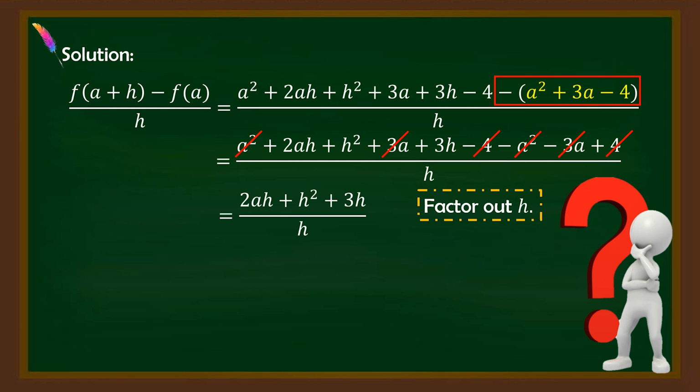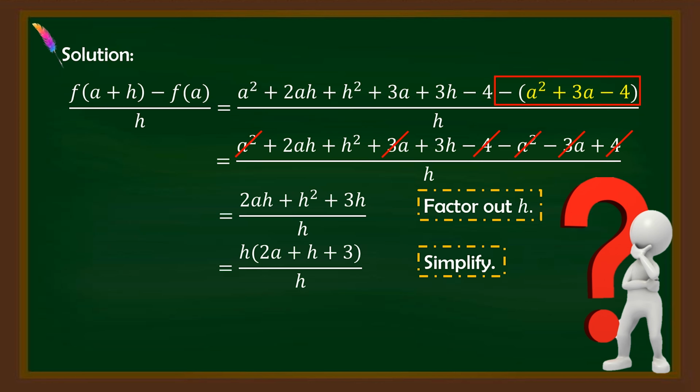Factor out h, which will become h times the quantity 2a plus h plus 3 all over h. Then simplify. Cancel both h in the numerator and in the denominator. Therefore, our function is equal to 2a plus h plus 3.